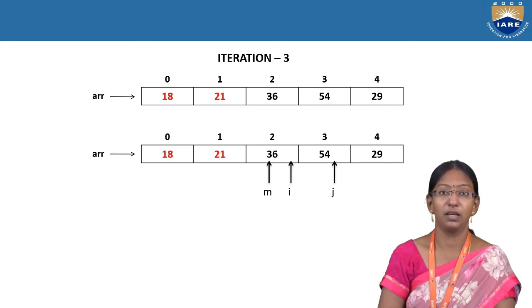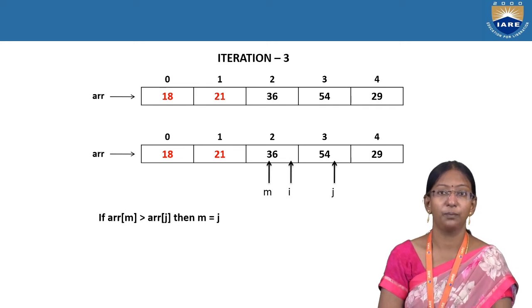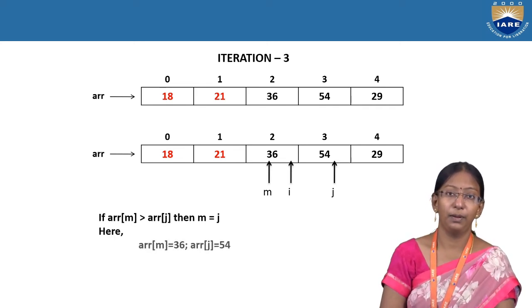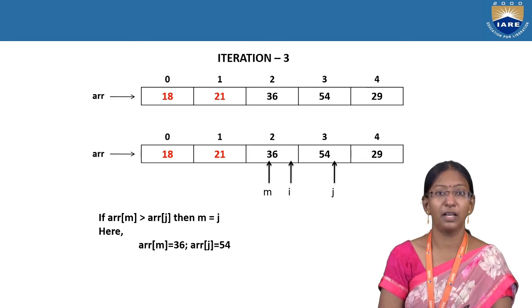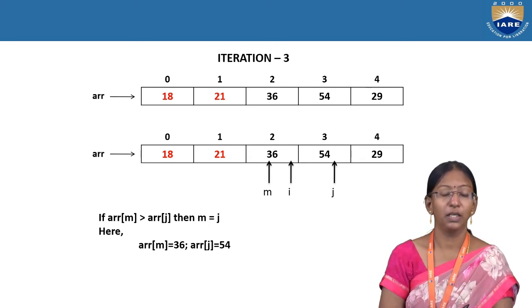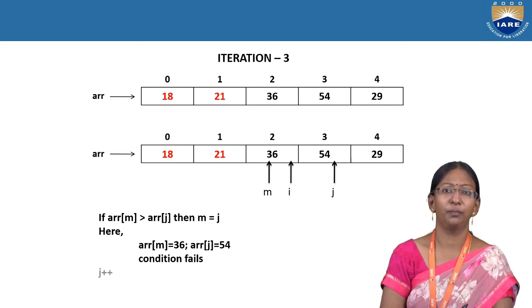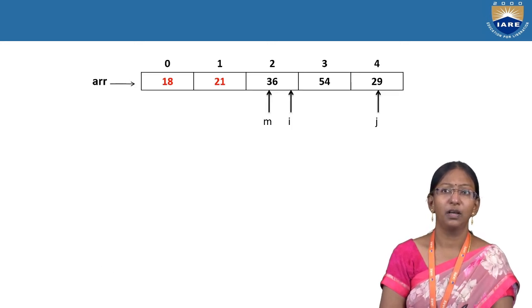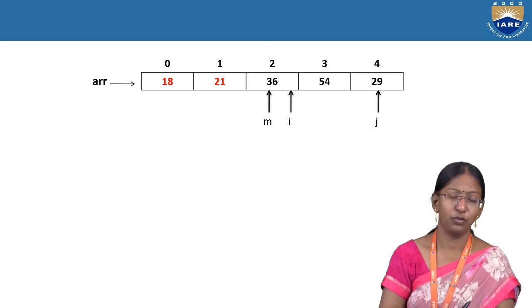Yes. Start your process. Compare the element pointed by M and J. Here the value at M is 36 and at J is 54. Compare these two. Is 36 greater than 54? No. Condition fails. Simply increment the j value. I incremented it, so now j is pointing to 29.